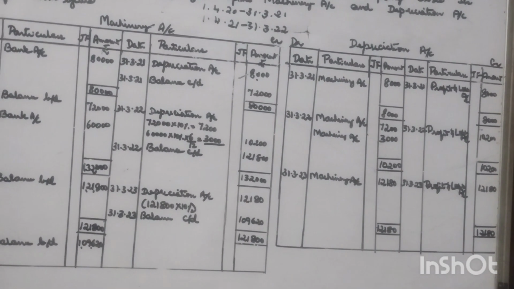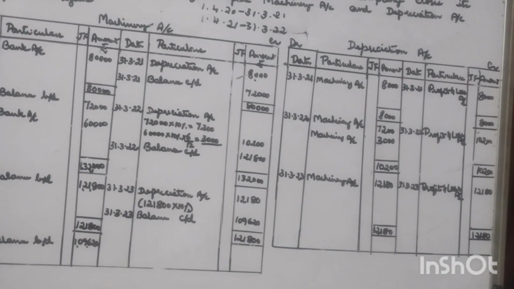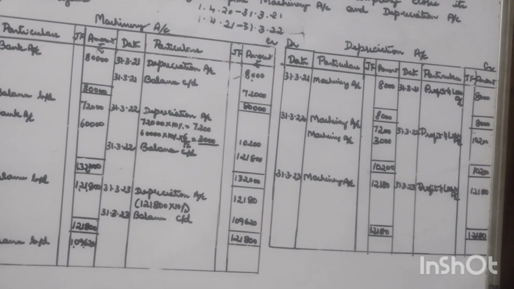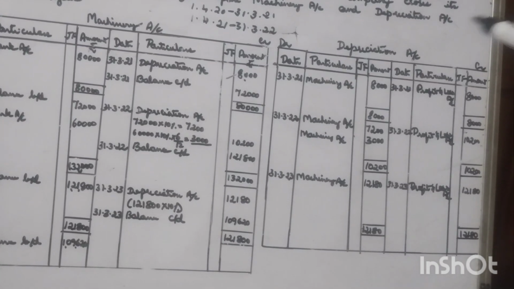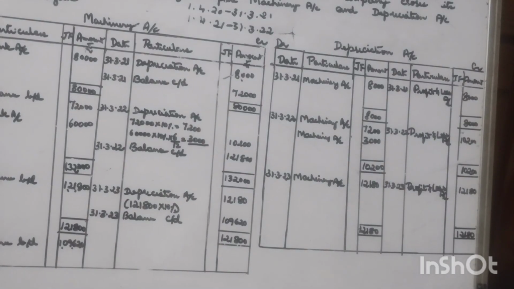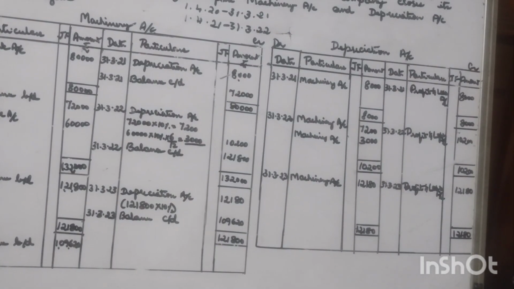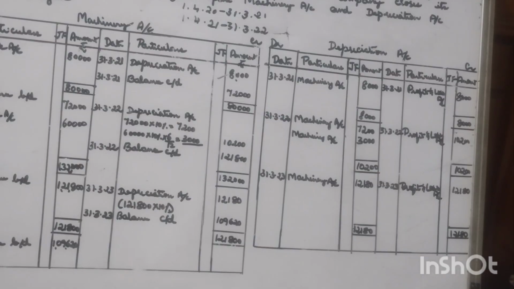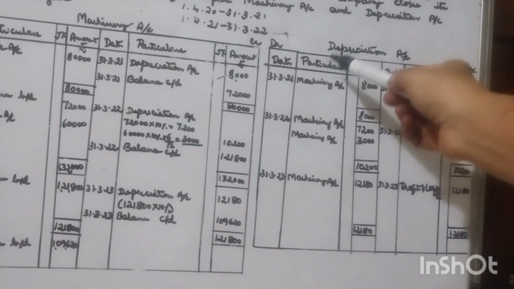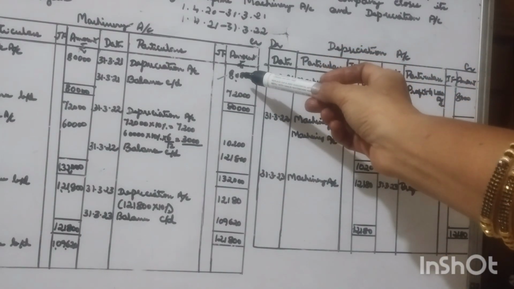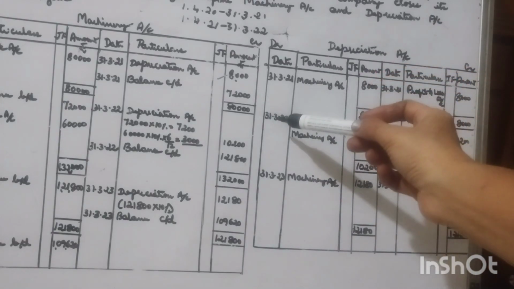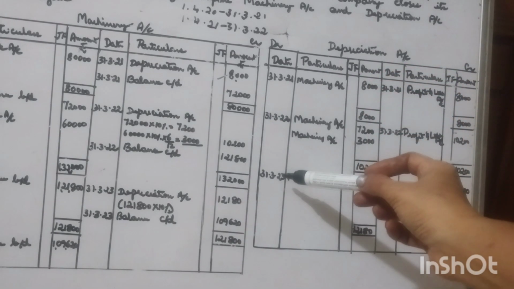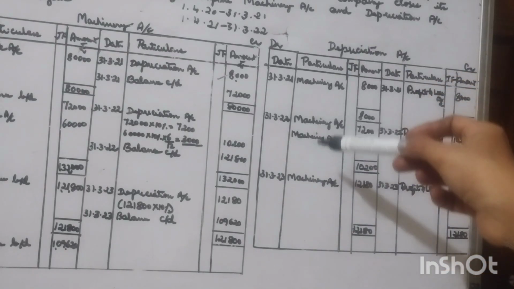Now the preparation of the depreciation account. When the depreciation is charged on the machinery, the journal entry will be depreciation account debit to machinery account. So the depreciation account has to be debited with machinery account. The format of the depreciation account will be date, particulars, journal folio, amount, and again the same on the credit side. The depreciation is provided at the end of every year, first year, second year, as well as third year. So 31/3/2021, 31/3/2022, 31/3/2023.